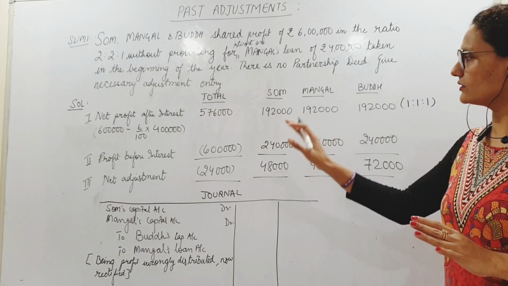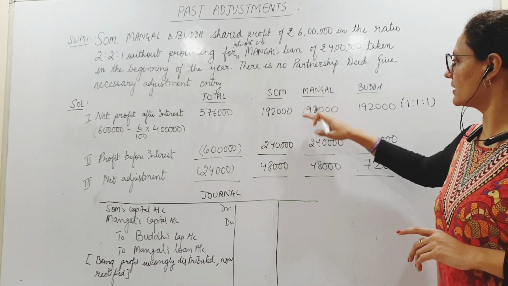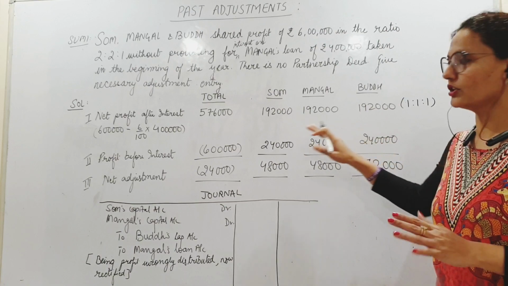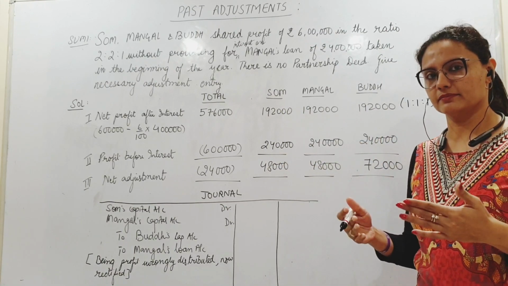Okay, I have done that. So basically, this is what they should have got. So this much, Mangal this much, both this much. So this is all plus. I have to give them.